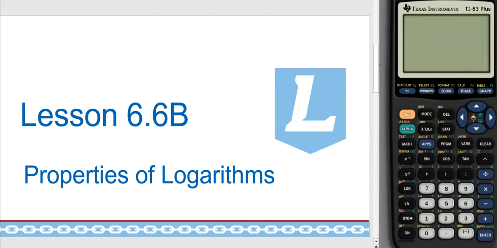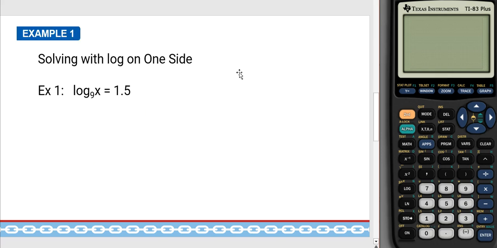So looking at lesson 6.6b, more properties of logarithms and how we can use those logarithms to solve equations. So that is what we are going to be looking at. And as we get started, it's important to remember the relationship between exponential equations and logarithmic equations.